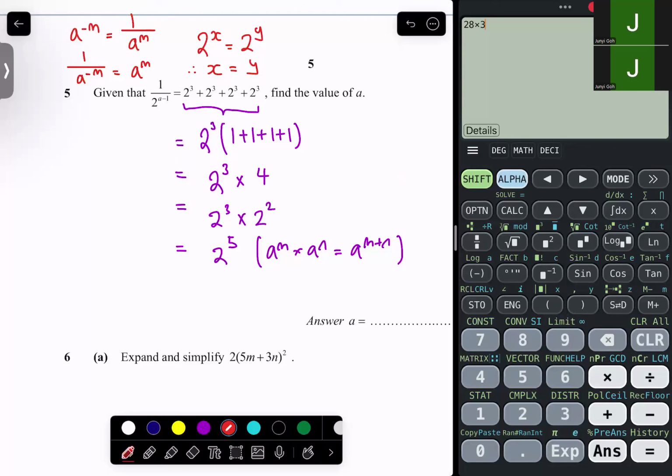All right. Now, what is happening down here? I have 1 over 2 to the power of a minus 1. If I were to push it upwards, what will happen? I will have 2 to the power of negative (a minus 1), which would give me 2 to the power of 1 minus a equals 2 to the power of 5. So therefore, we are able to conclude that 1 minus a equals 5. So a equals -4.